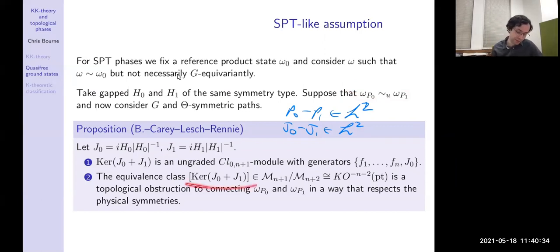Okay, and so for example, if this is non-trivial, then any symmetric path that connects these two things, such that this holds, the ground state gap is going to close, one way to think about it. And it will close in a way that can't be lifted either.